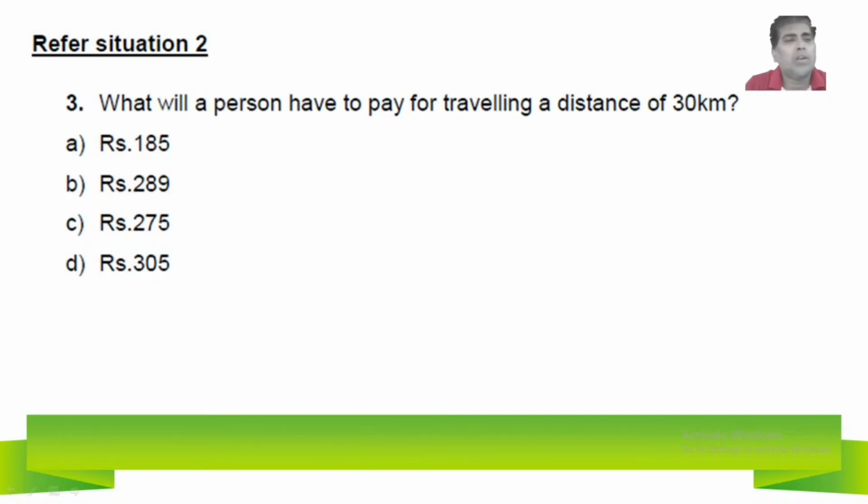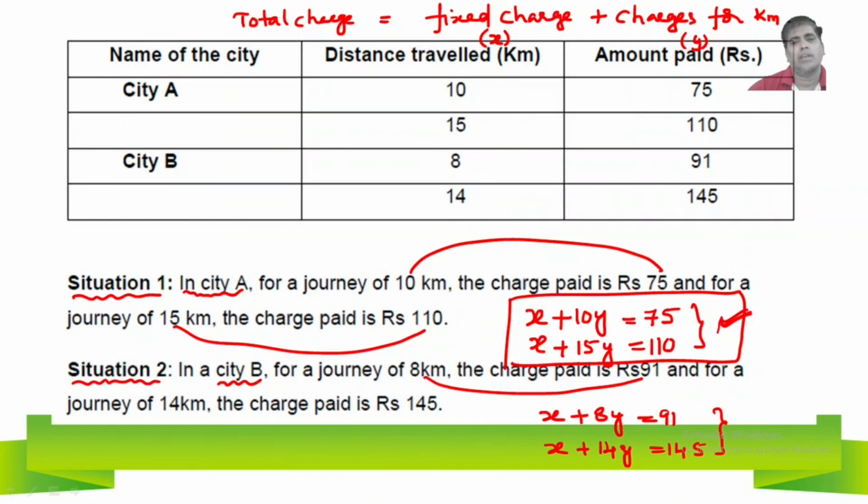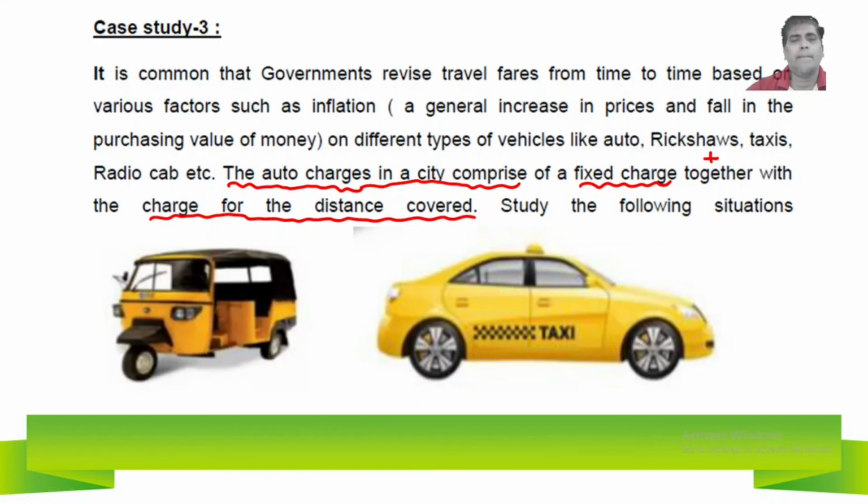So this is about situation number 2. Once you go back and see situation number 2, how we wrote the linear equations. What is situation number 2? This is about: for 8 kilometers 91 rupees, for 14 kilometers 145. Already we wrote these equations. So the same thing we have to copy here. x plus 8y is equal to 91.